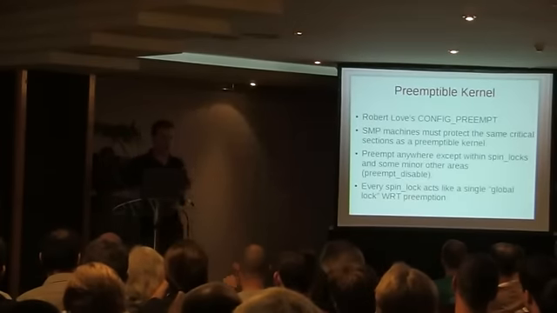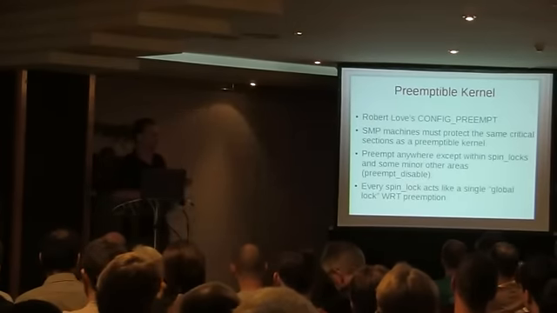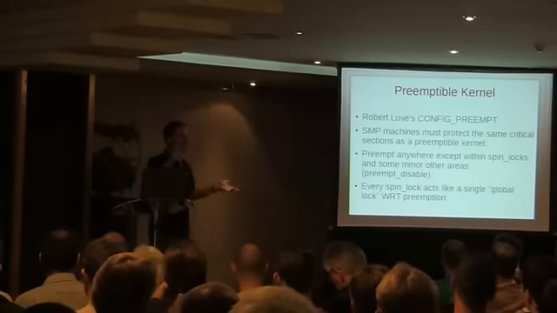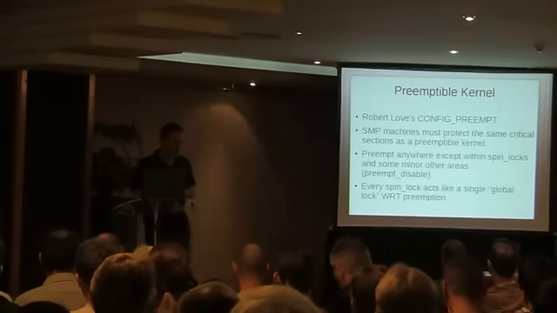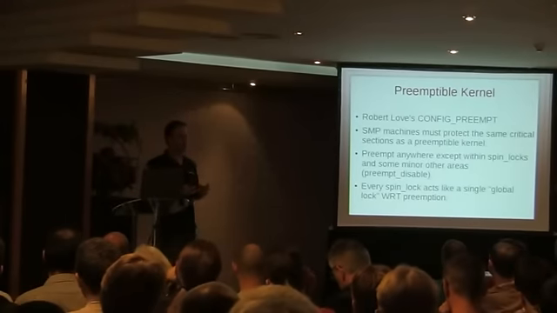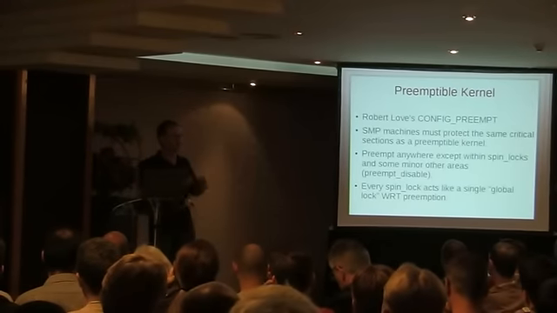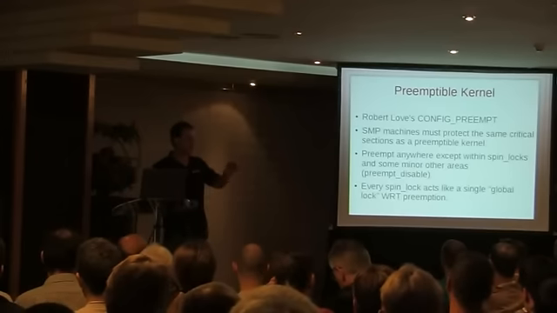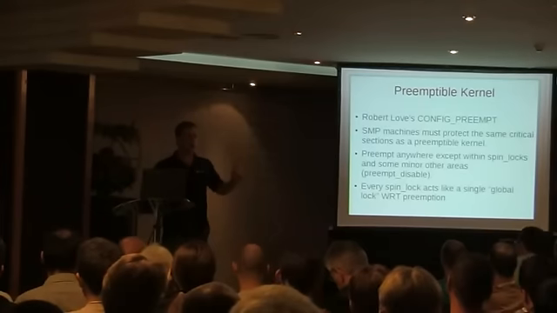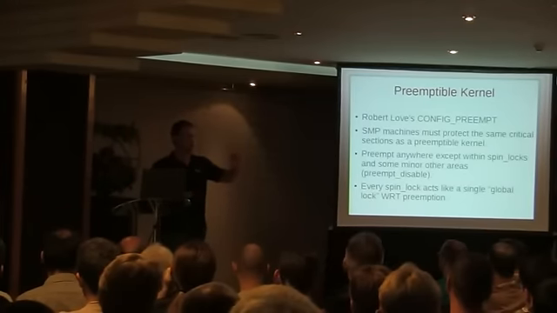The preemptible kernel is something Robert Love came out with during the development of the 2.6 kernel, between 2.4 and 2.6. The whole idea about the preemptible kernel was the fact that we added spin locks to make everything work with SMP. So we can say, hey, we're in this area of the code, we have to protect it from another CPU being in that same area. So we put a spin lock around it.